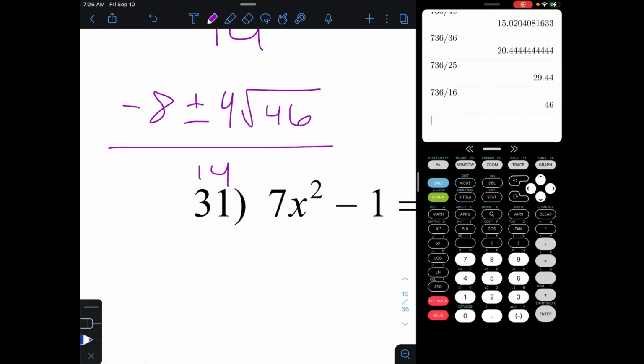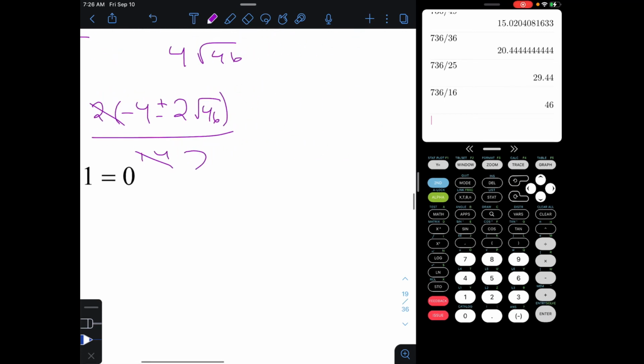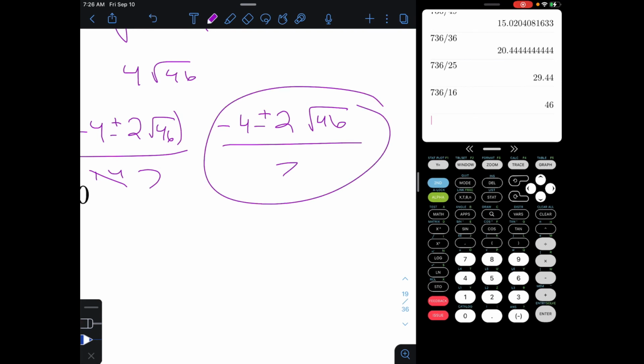Now we just need to simplify our answer here. Basically you ask yourself, can I pull anything out of 8 and 4 that's going to cancel with 14? Looking at that, I could definitely take a 2 out. So I take a 2 out, and I get negative 4 plus or minus 2 root 46 all over 14. These guys cancel, and this becomes a 7. So my final answer is going to be negative 4 plus or minus 2 square root of 46 all over 7. And that is your answer.